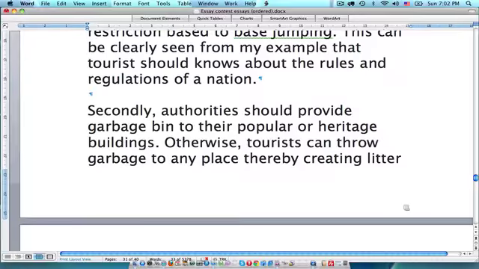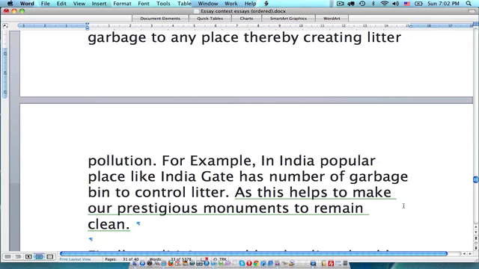Let's see, your second supporting paragraph, I wanted to talk with you about this final sentence here. As this helps to make our prestigious monuments to remain clean. Now this comes right after your example. So there, the example is shared. For example, in India, and why is this capitalized? In India, popular place like India Gate has number of garbage bin to control litter. Okay, so the grammar is all over the place there, but I know what you're trying to say.